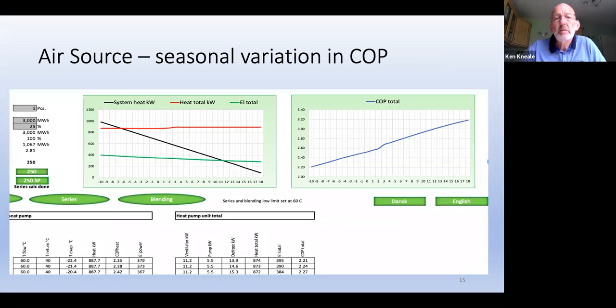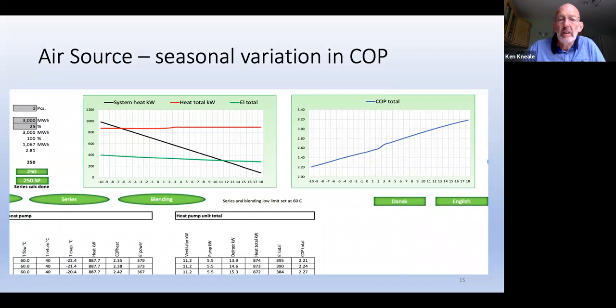This slide has been put in just to show the difference in the COP with an air source compared to ground source. The big difference, of course, is the fluctuating COP and also the fluctuating heat output from the heat pump.